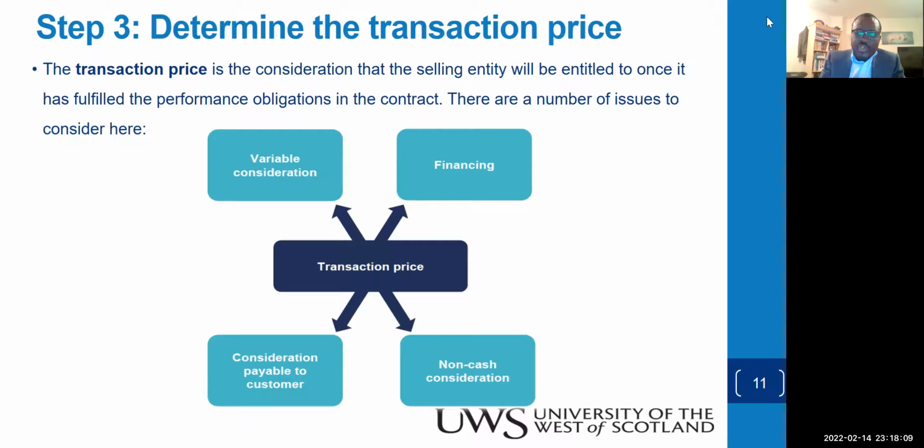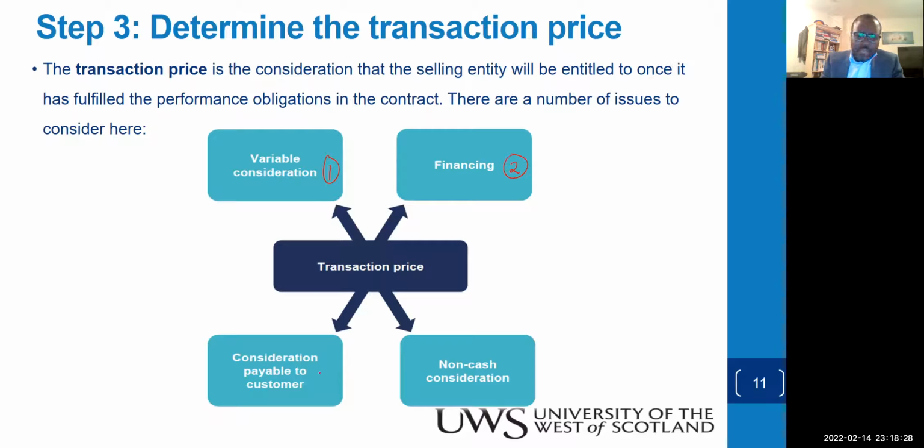Now, there are a number of issues we need to consider here, and we'll take them step by step, after which, like I said, I'll bring it to a pause. Then we'll continue with step 4. You could obtain a variable consideration. What does it mean? You could also get financing. What does financing mean? What comes to mind?